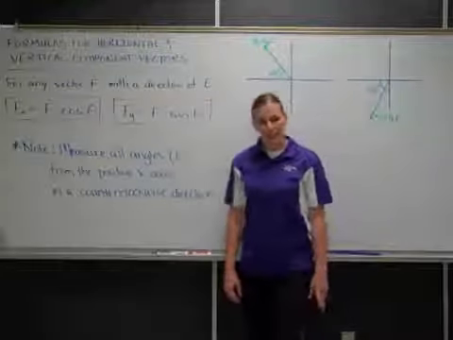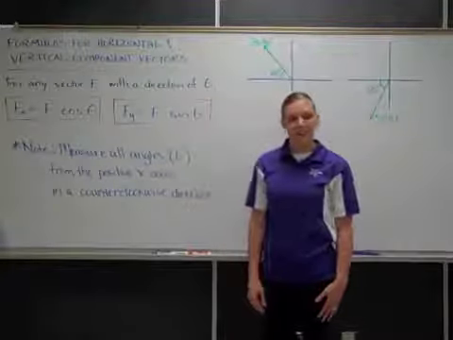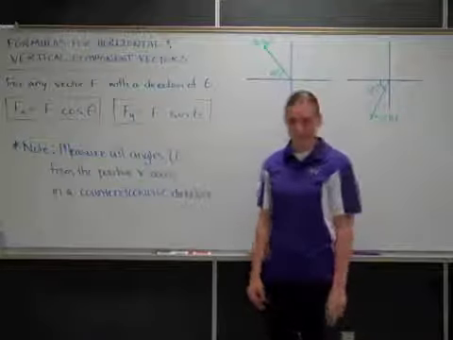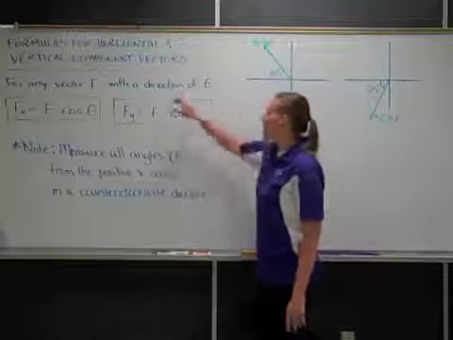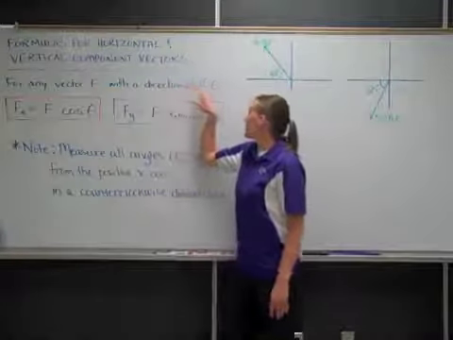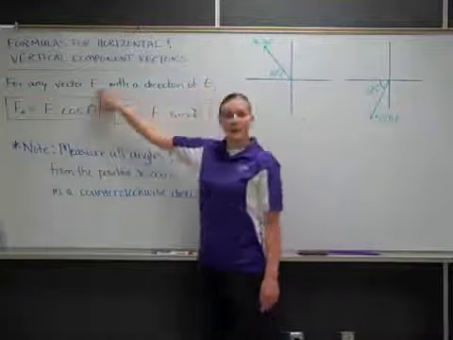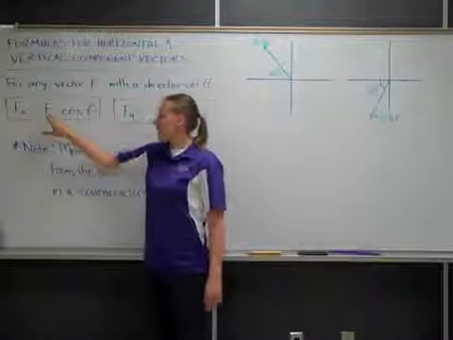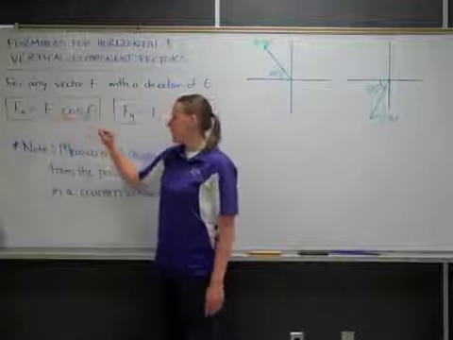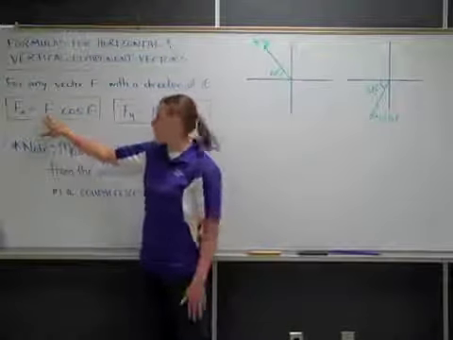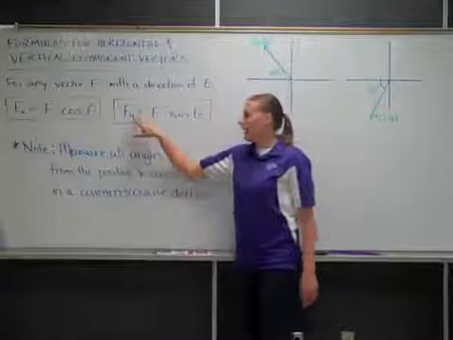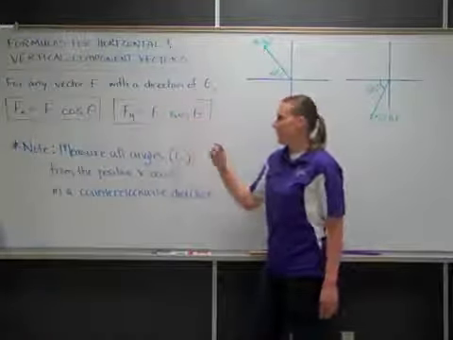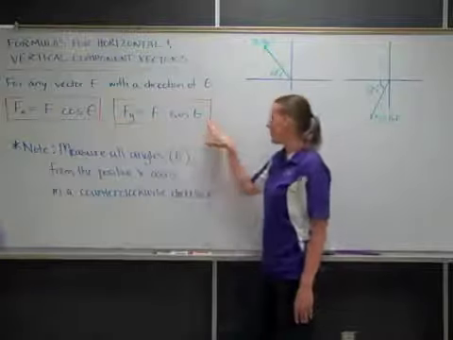The calculations that we just did with the right triangles, finding the component vectors, lead you to a couple formulas that you can use anytime you're looking for horizontal and vertical component vectors. For any vector F with the direction of theta, so F would be representing the magnitude, you can find the x component vector by taking the force times the cosine of theta, or like I said, the magnitude. And if you're looking for the y component vector, then Fy equals the magnitude of the force times the sine of theta. So cosine for x, sine for y.